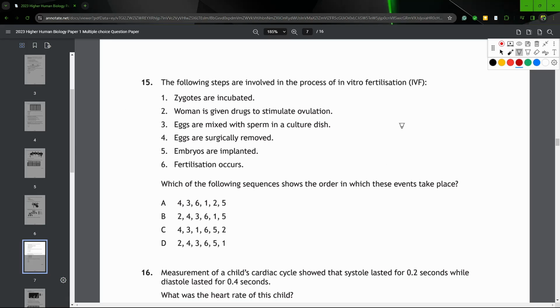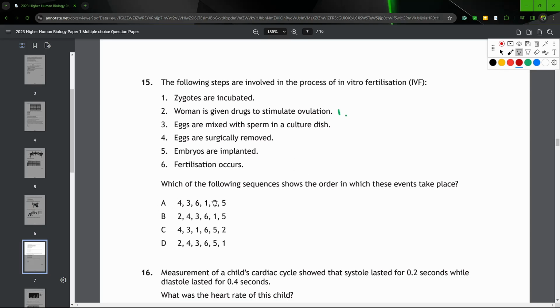Make sure to read this carefully, because I definitely didn't. The following steps are involved in the process of in vitro fertilization. In vitro just means fertilization on a petri dish, essentially, because in vitro means on glass in Latin. There you go, there's your brain booster for today. What I'm noticing down here is that we can eliminate half the answers by deciding which step is first. The woman is given drugs to stimulate ovulation. That should happen before the eggs are surgically removed, because if they're not ovulated, then where are the eggs? So we know that 2 is the first step.